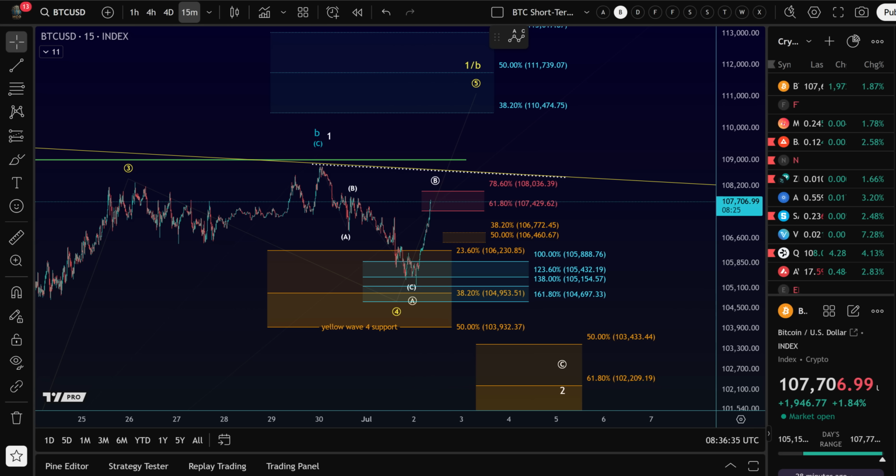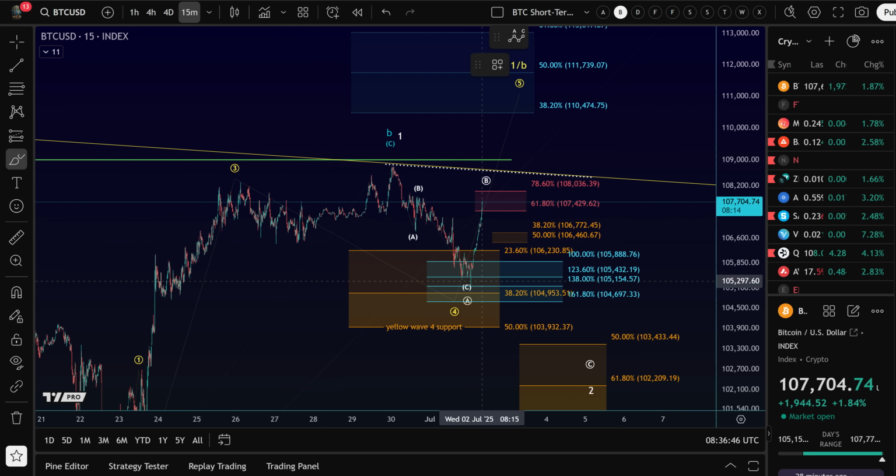In this video, I just want to share with you the smaller time frame count. Bigger picture, nothing has changed, but the idea was obviously that the move down into the orange support zone, but also the blue target zone more specifically, could likely end in a bounce either in wave B or yellow wave 5.